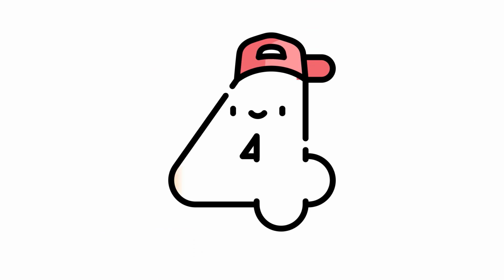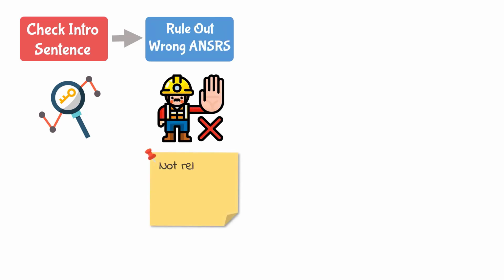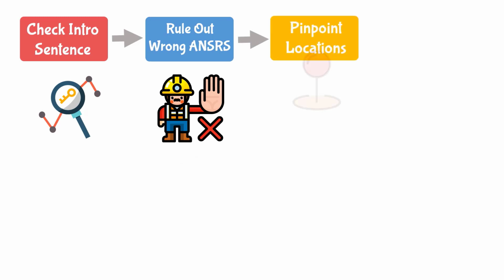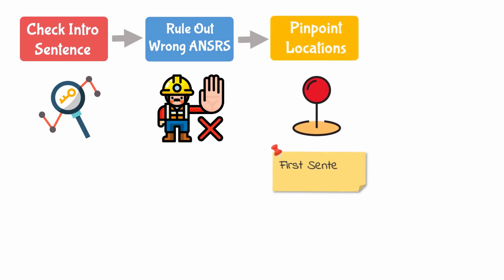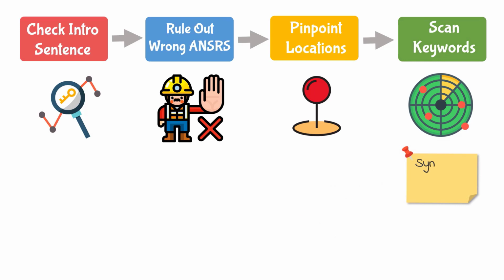4 simple steps to make summary questions easy. First, check the introductory sentence. Grab keywords like nouns and verbs. Second, go to answer choices and rule out wrong answers. Wrong answers are not related to the intro sentence, or have wrong or unmentioned information, or are minor details. Third, pinpoint the answer's locations by using the first sentences of main paragraphs or your memory. Last, scan the paragraphs and find the answer keys. They may show up as synonyms or in different orders.